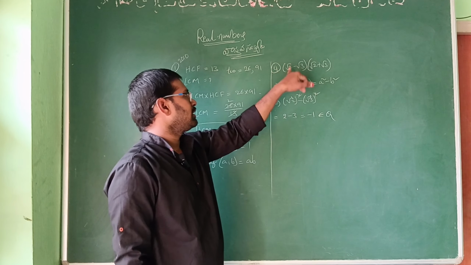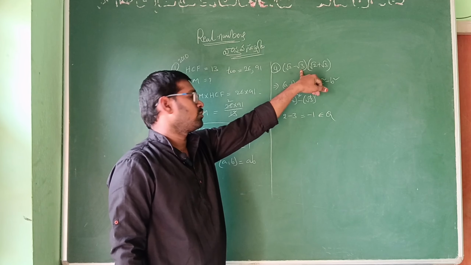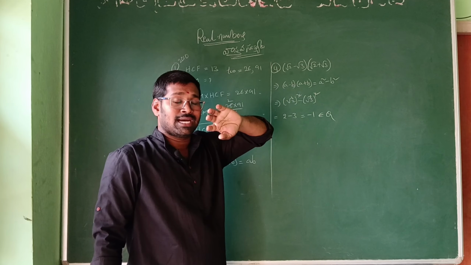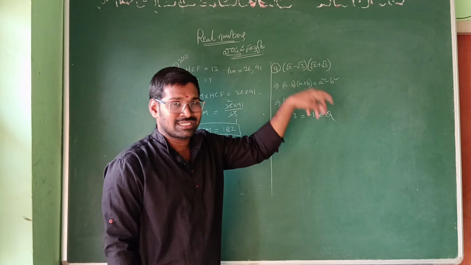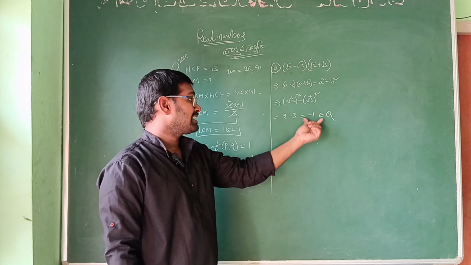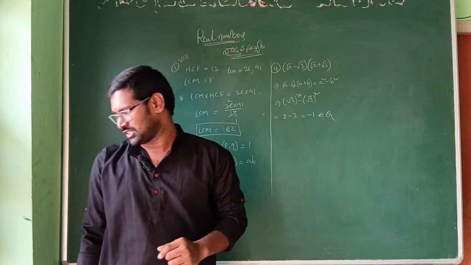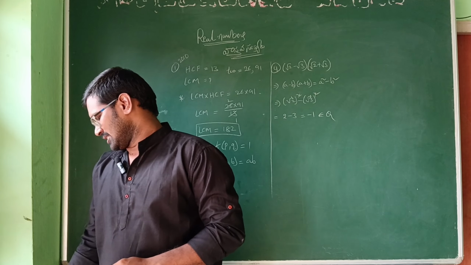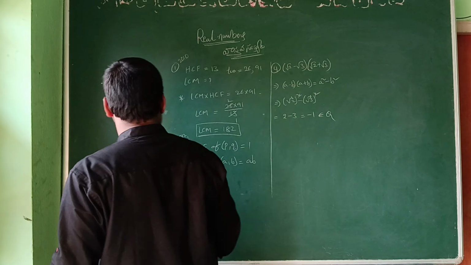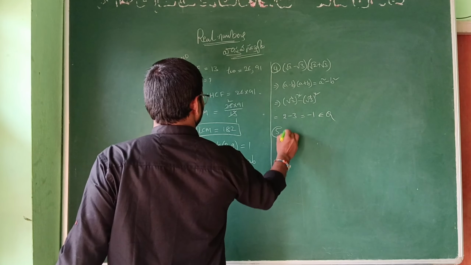Observe that root 2 is an irrational number and root 3 is an irrational number. All the students think the answer is irrational, but the answer is rational. That you have to keep in mind. It's a very important question.